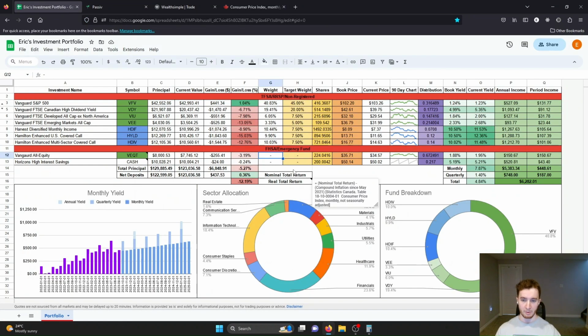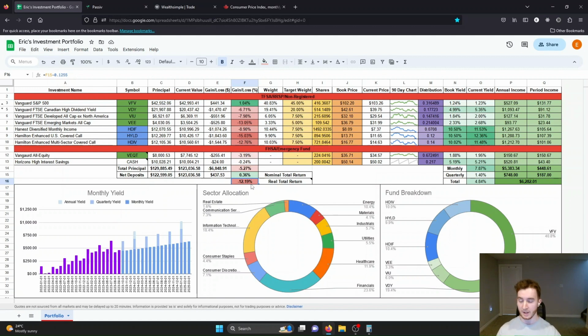So what this means is you have your nominal total return. Relative to my net deposits, I'm up 0.36%. That's your nominal total return. To get your real total return, you have to subtract compound inflation in the time period you've invested. For me, that's 12.55%, and you can see my real total return is negative 12.19%. This reflects your loss in purchasing power since you started investing.